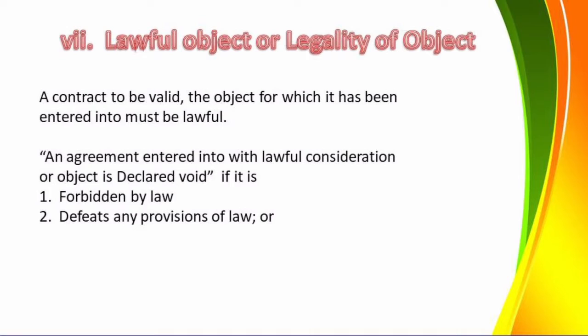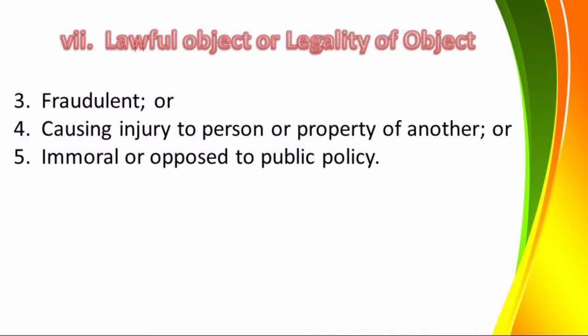Next, defeats any provisions of law. Law is there. If you enter into a contract so as to defeat any provisions of the law, remember, anything cannot go above the law. So, if we enter into a contract to defeat any provisions of law, it is void. Number 3, fraudulent. So, contracts to commit a fraud are always void. And number 4, if you enter into a contract so as to cause injury to person or property of another, it is a void contract. And lastly, if it is immoral or opposite to public policy, even these contracts are unenforceable.